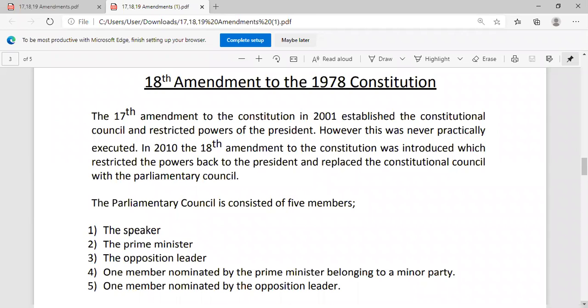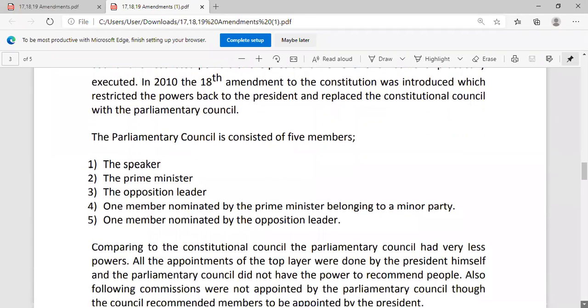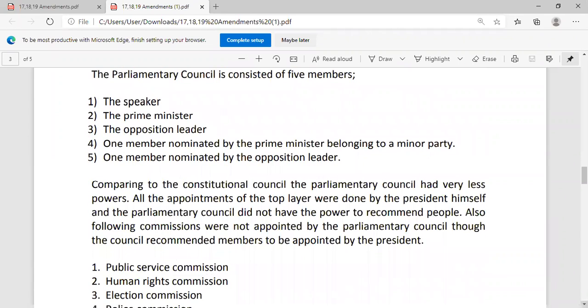If you remember, the constitutional council had 10 members. Now the parliamentary council has 5 members. The speaker, the prime minister, the opposition leader, those 3 ex officio members are still there. Who are the other 2 people? 1 member nominated by the prime minister belonging to a minor party, and 1 member nominated by the opposition leader. So those are the 5 people. Compared to the constitutional council, the parliamentary council had very little power.